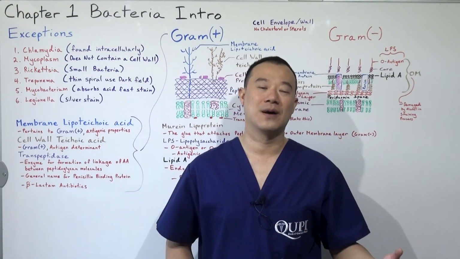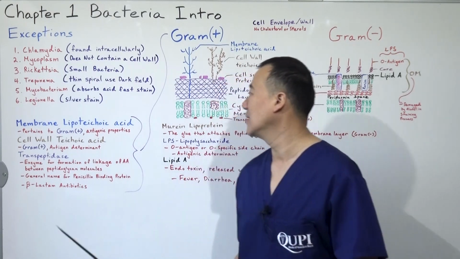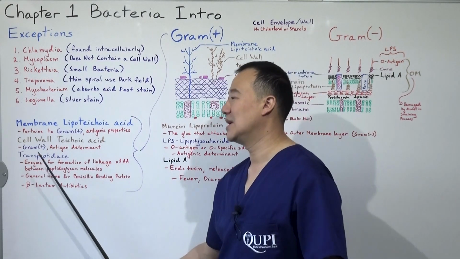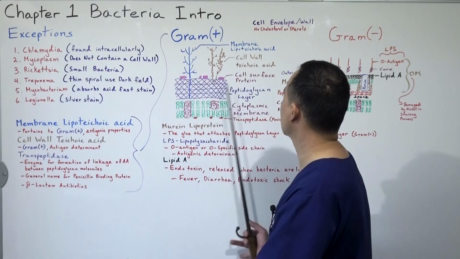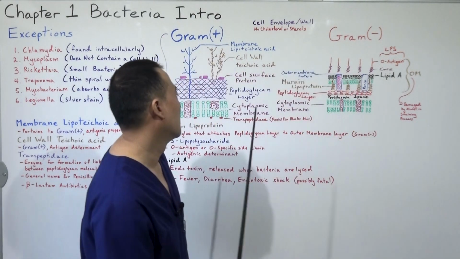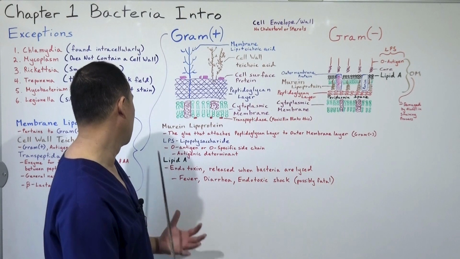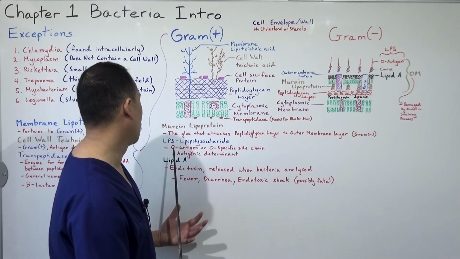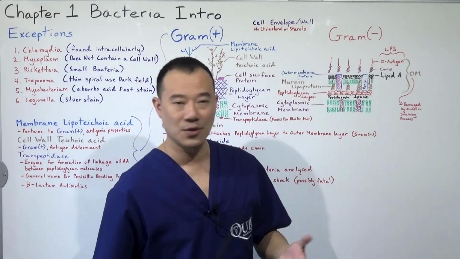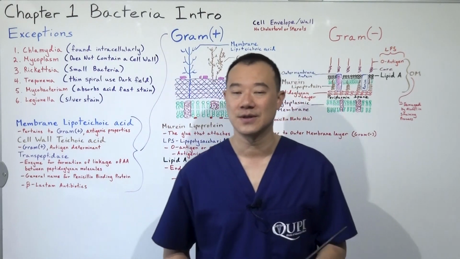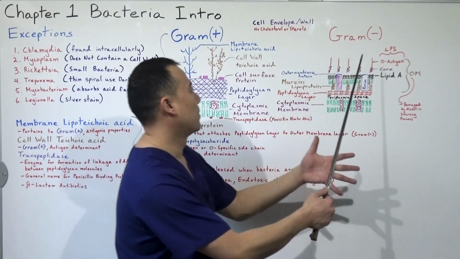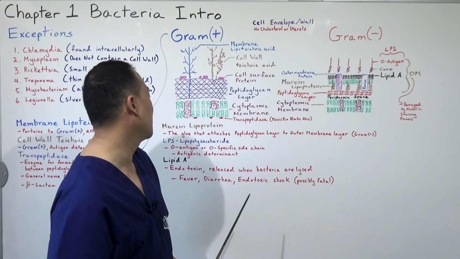Would this gram-negative bacteria contain A, membrane lipoteichoic acid, B, cell wall teichoic acid, C, murine lipoprotein, or D, a thick peptidoglycan layer? And we know that murine lipoprotein only pertains to gram-negative bacteria. So that's why we have to learn that. It's annoying, I know. LPS, lipopolysaccharides, again pertains to gram-negative bacteria.